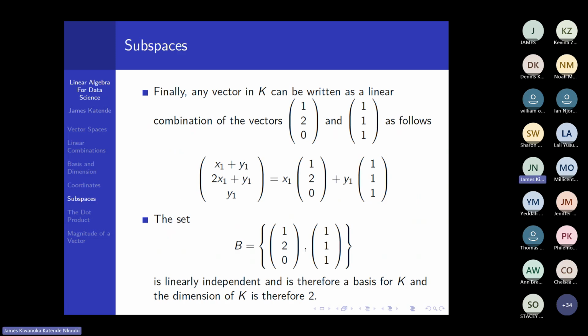So again, we observe the following. If you pick any vector in K, it's possible to write it as a linear combination of these two vectors, (1, 2, 0) and (1, 1, 1). So therefore, since these two vectors are linearly independent and they span K, we can say they are a basis for K. And since they are only two, we conclude that K is a two-dimensional subspace of R3.